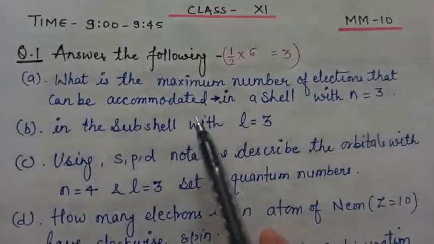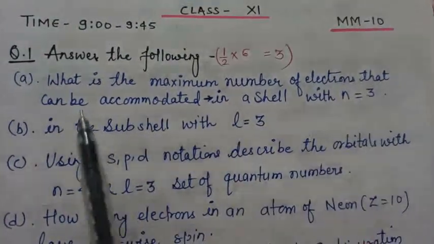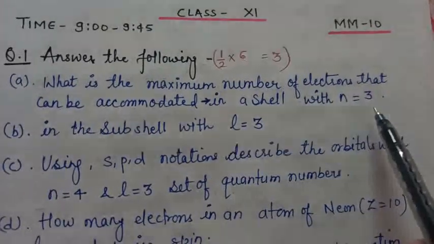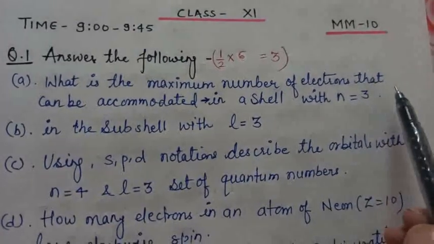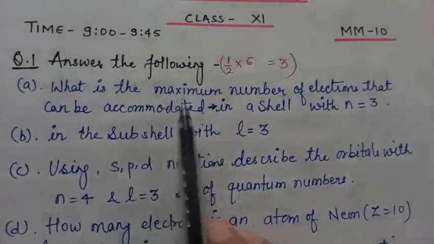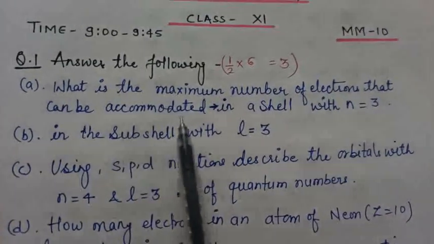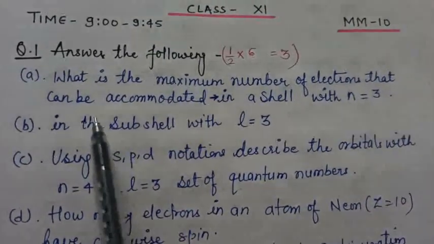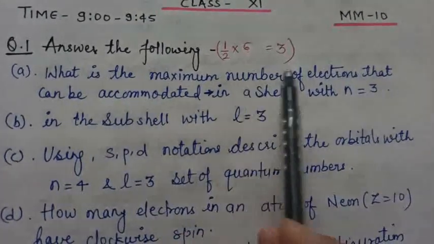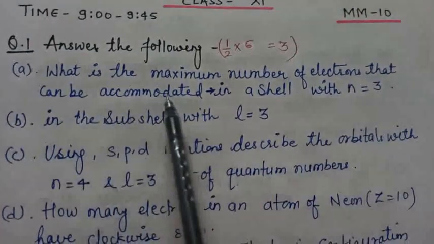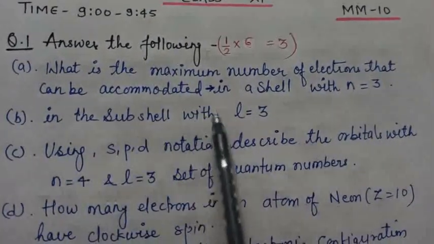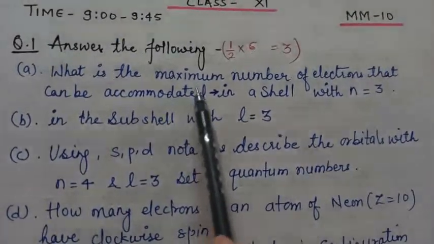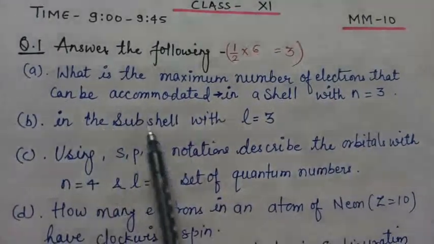First question is, what is the maximum number of electrons that can be accommodated in a shell with n is equals to 3? So this is one question which is of half mark. I asked what is the maximum number of electrons that can be accommodated in a shell with n is equals to 3. Second question is, what is the maximum number of electrons that can be accommodated in the subshell with L is equals to 3. So for the second question, you will have to read from the first question. यहाँ तक first question read करना है, then you read from here.